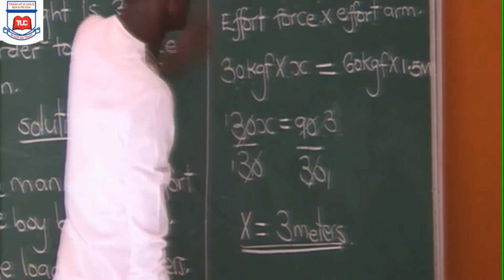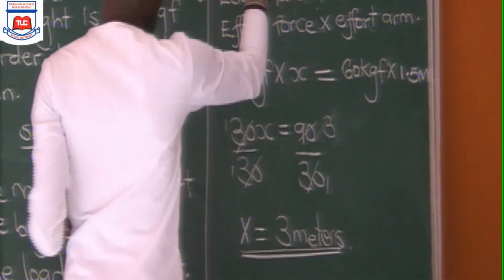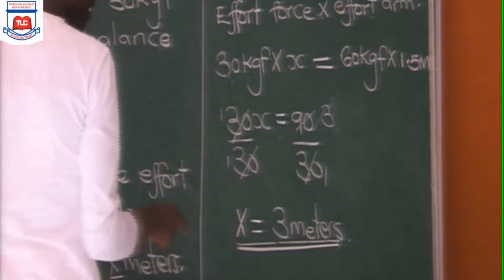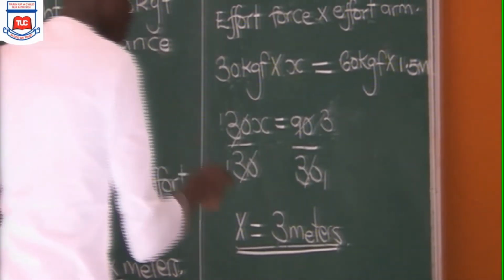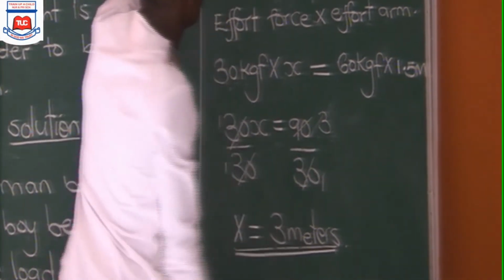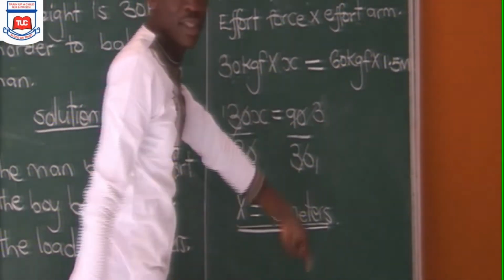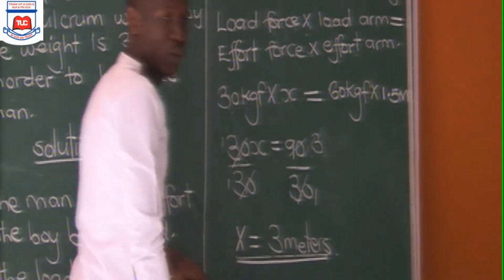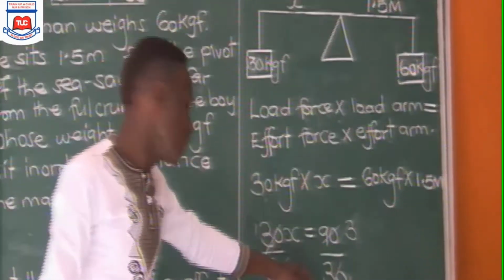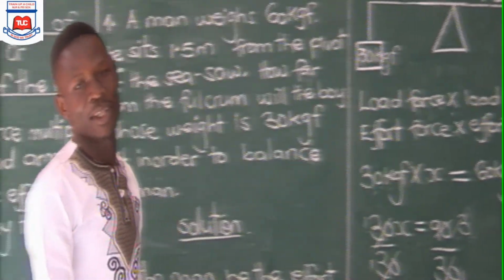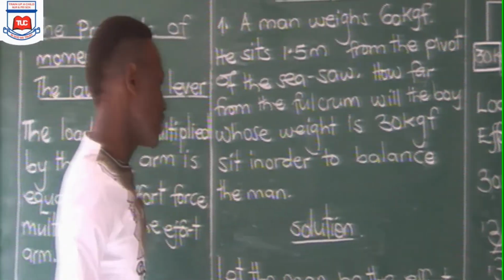We are not looking for the weight, we are looking for the distance. So we've got the 3. Now, after getting the answer, don't forget to put the meters, because this is what we are looking for. The moment you just write 3 without putting the units, definitely we are going to mark you wrong. So you have to put the units. And the units here are the meters. Are we together? Yes, very good, Alex.